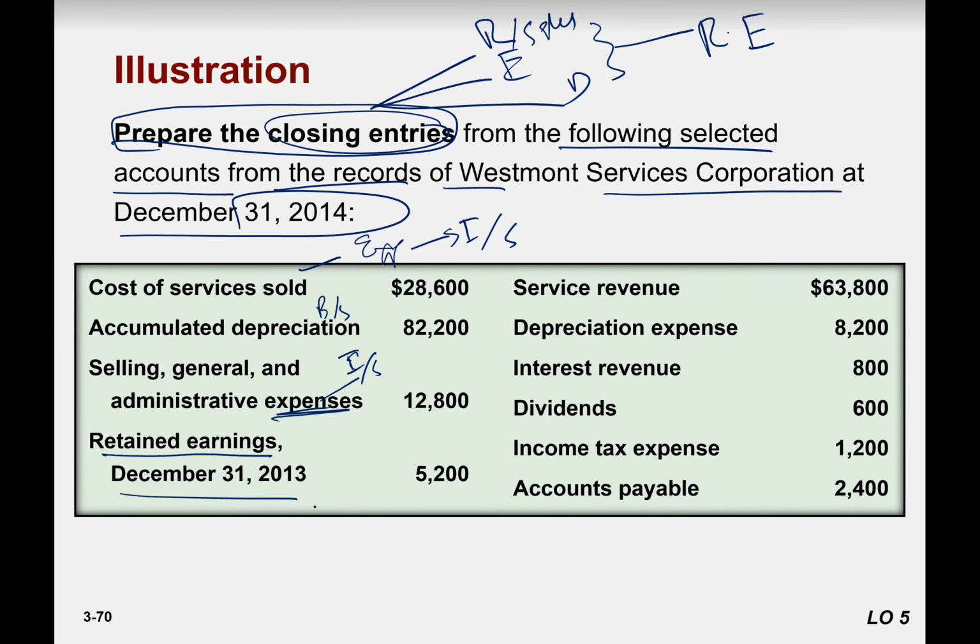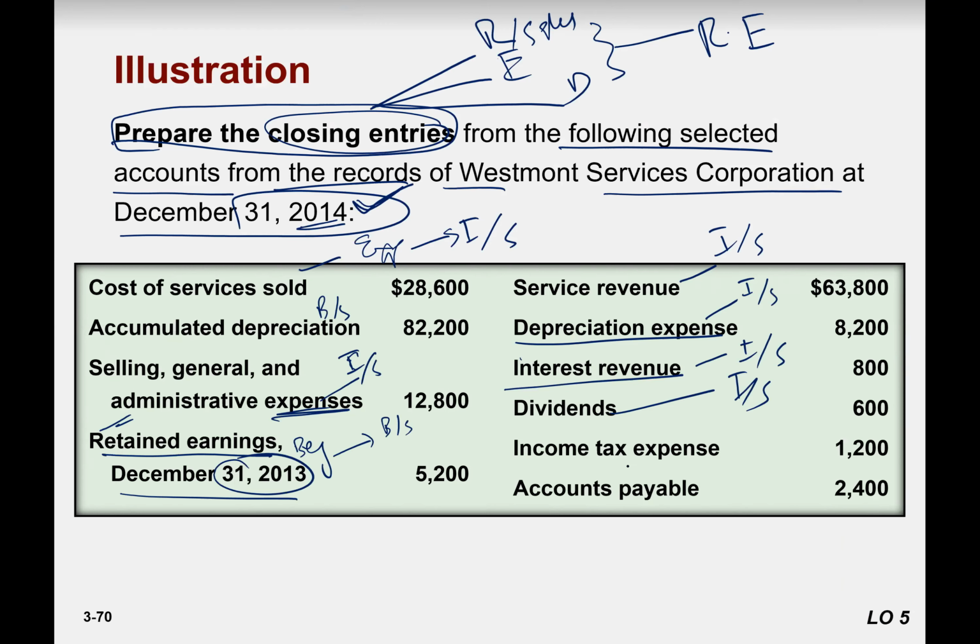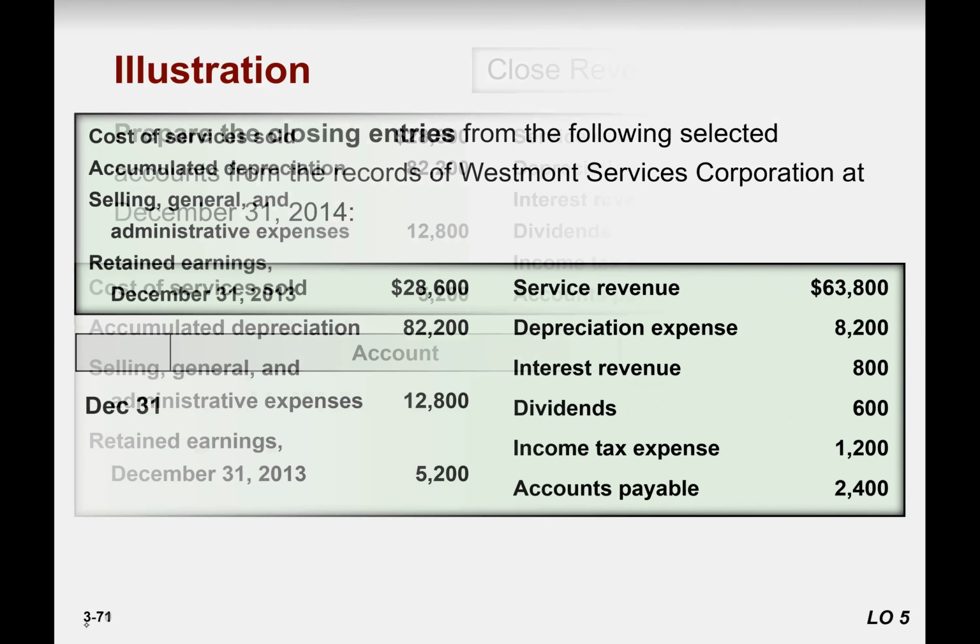Retained earnings balance December 31st, 2013. We are making 2014, so that is the beginning balance, and we don't care about that. That will go to balance sheet. This is the balance sheet item. Revenue, income statement item. Depreciation expense, income statement item. Interest revenue, income statement item. Dividend, income statement item. Income taxes, income statement item. Accounts payable, balance sheet item. Right? So now we segregated all these accounts, and now let's see here.